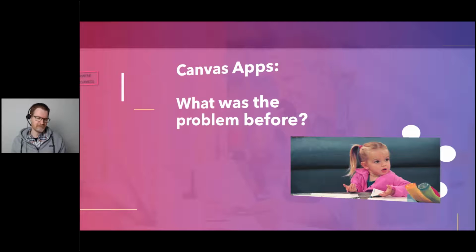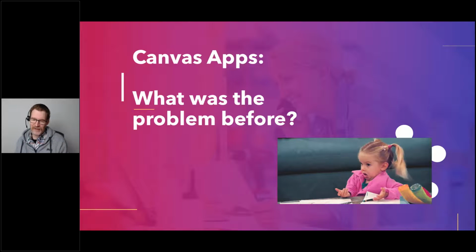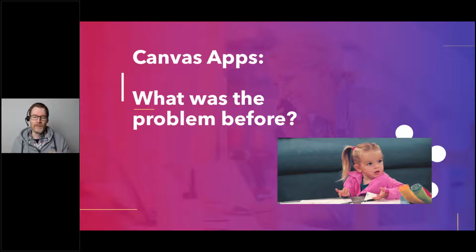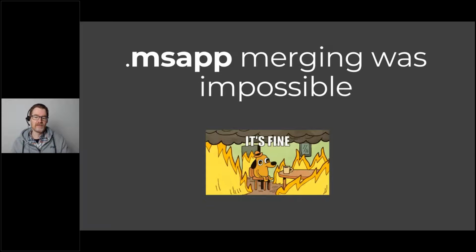So what's the problem then? We spent the last 10 minutes talking about ALM and this branching, and that all sounds great, everything is code. So what's the problem here? Because there are already ways of extracting the solution out, using the solution packager into code, and getting a load of XML, and we're going to look at that in a second. But the key problem, the elephant in the room, was that the MS app files, so the files that are the Canvas app.